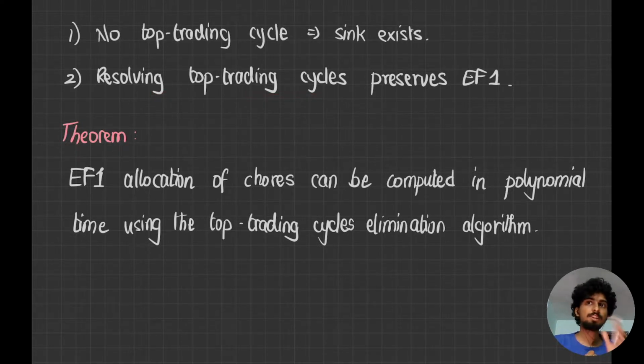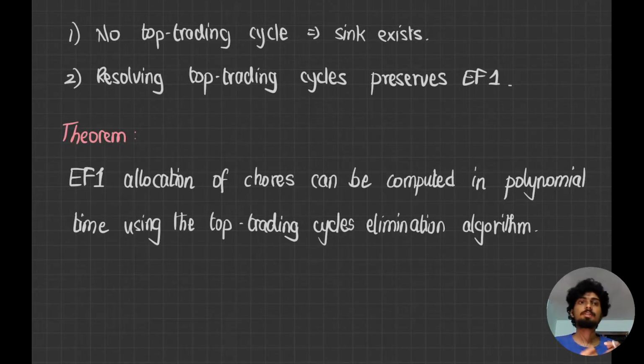We say that resolving top trading cycles preserves EF1. Why is that so? The problem we had earlier was we might acquire new items in new bundles in cycle resolutions that are not good enough, right?